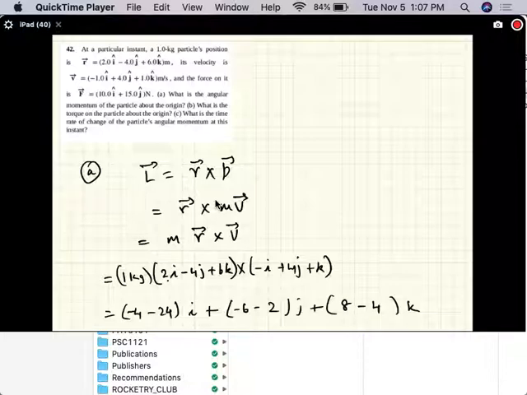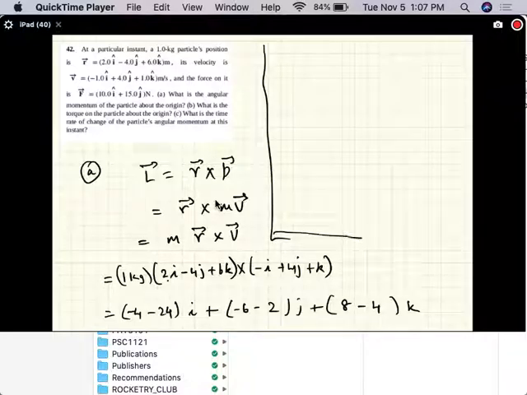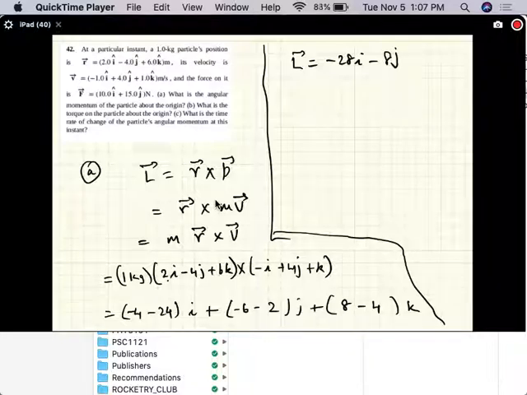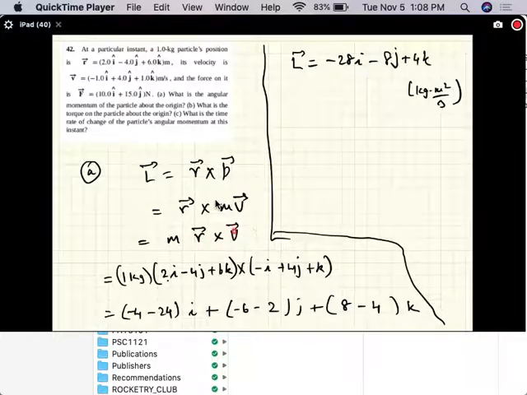So we can clean this up. So L, the angular momentum, is minus 28i minus 8j plus 4k. And can anybody help me out with the units? Very good. Kilogram meter squared over second. There's the kilogram and then the meter squared over second.